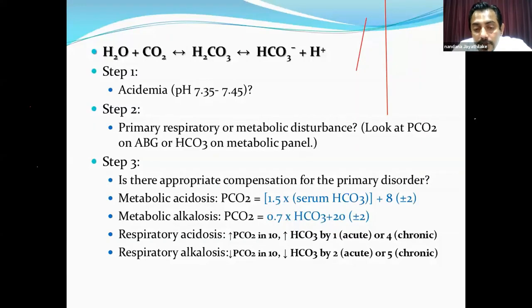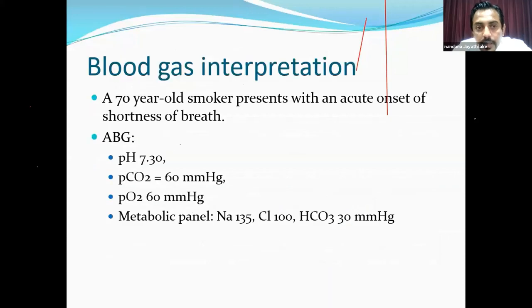In respiratory acidosis, an increase in carbon dioxide of 10 increases the bicarbonate by 1 in acute and 4 in chronic. In respiratory alkalosis, a reduction in PCO2 of 10 leads to a reduction in bicarbonate by 2 in acute and 5 in chronic. So 1, 4 in respiratory acidosis; 2, 5 in alkalosis: 1-4 and 2-5. Take a snapshot of this and keep it on your phone when you analyze blood gas, even in a practical situation. All right.